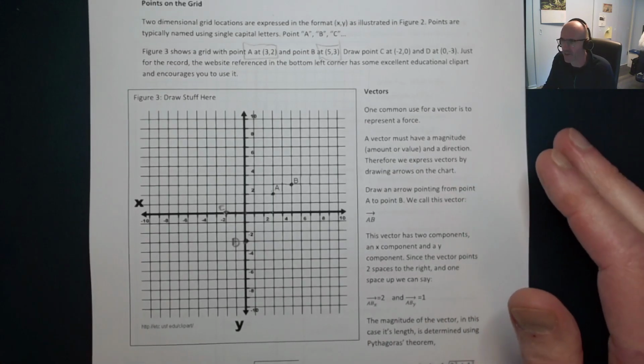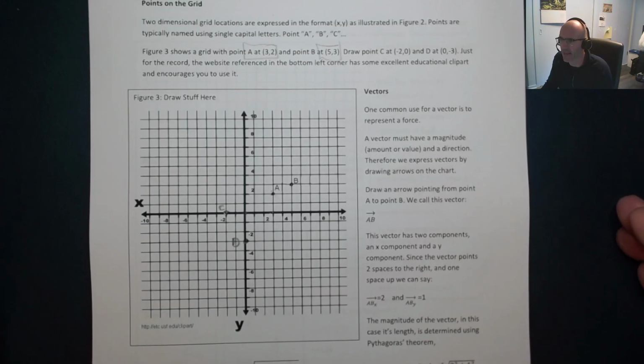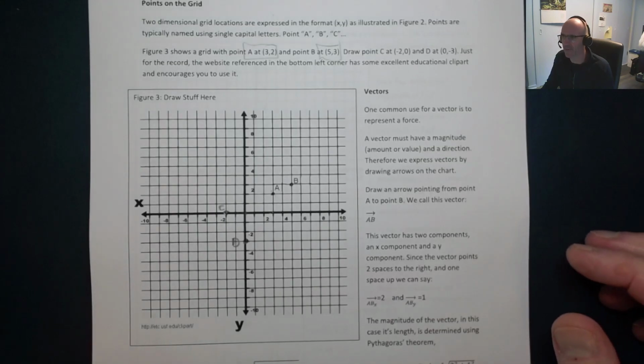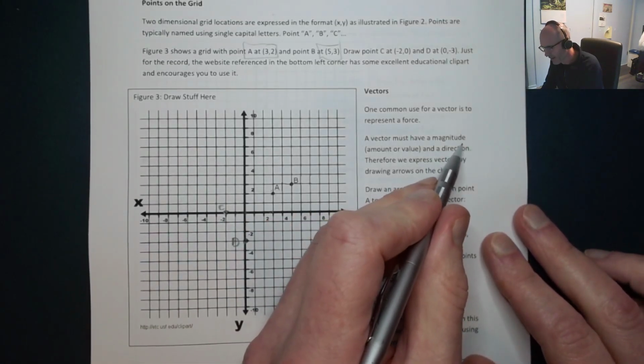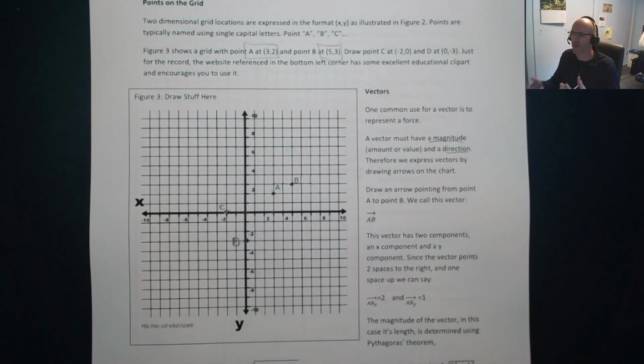Okay, and vectors are used for a number of different applications, but one common use is to represent a force. And what makes a vector maybe a little bit different from a point is that it has both a magnitude and a direction. In other words, a value and a heading. So if you were talking about speed as a vector, you might say that Jason is heading 10 kilometers an hour due north. We've got a magnitude, the velocity, and a direction, the heading.